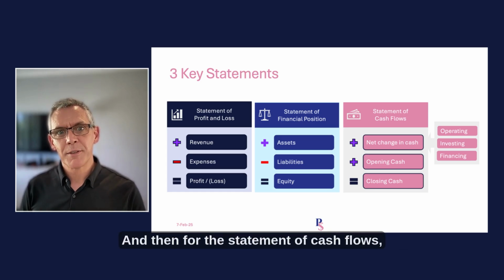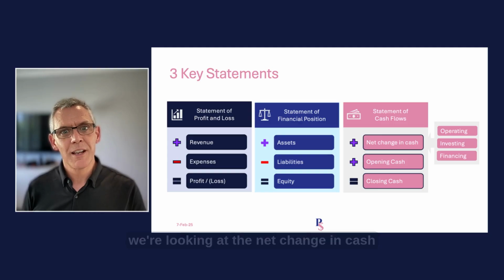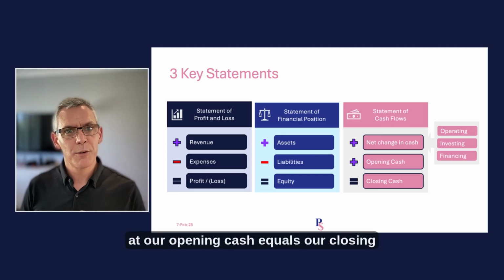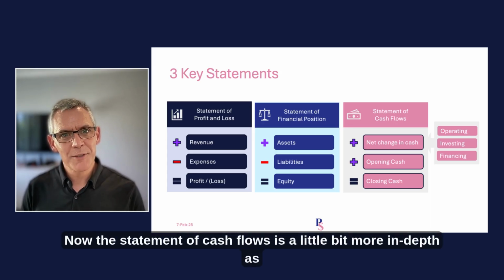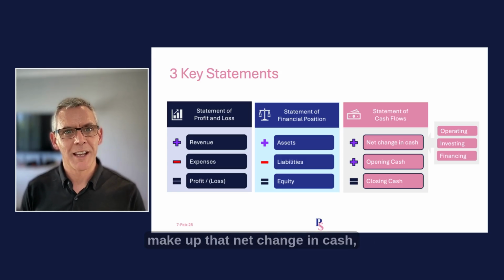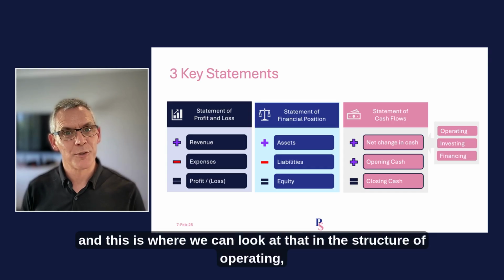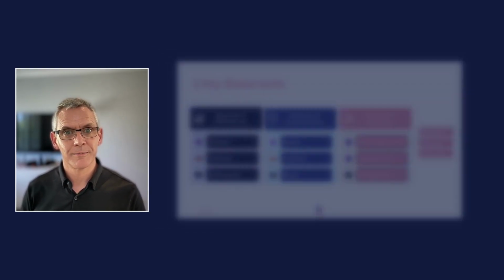And then for the statement of cash flows, we're looking at the net change in cash, add our opening cash equals our closing cash. Now, the statement of cash flows is a little bit more in depth as well, as we look at what are the three things that make up that net change in cash. And this is where we can look at that in the structure of operating, investing, and financing.